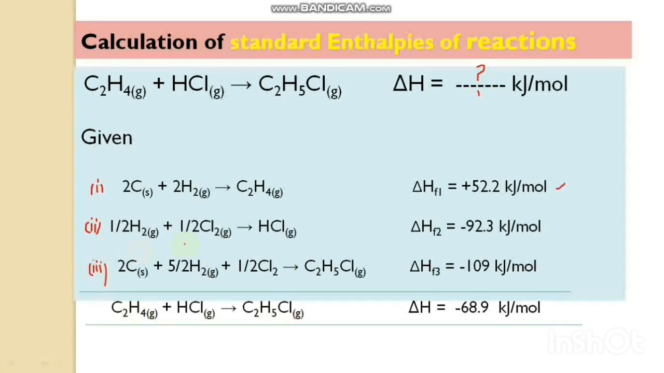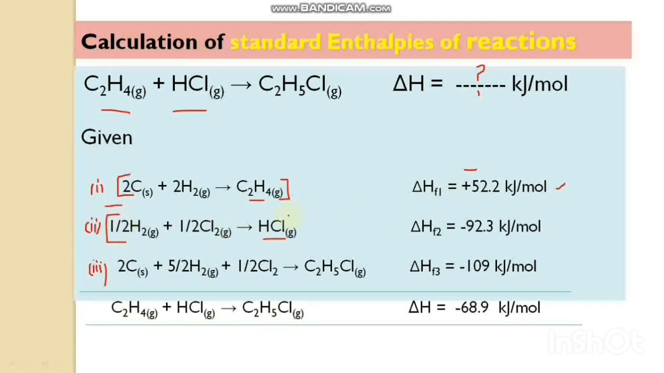In the required equation, ethene and HCl are reactants, but in the first and second equations we have ethene and HCl as products. So first we reverse these equations 1 and 2 and their corresponding enthalpy of formation values are also changed. Delta HF1 becomes minus 52.2 kJ per mole and delta HF2 becomes plus 92.3 kJ per mole.